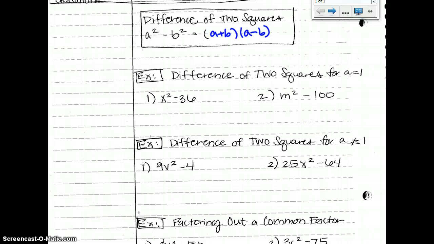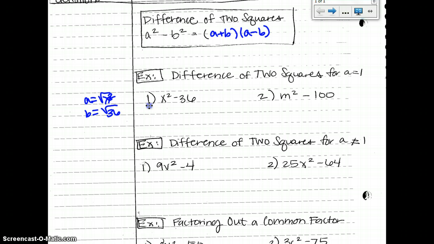Okay, our first example, we need to factor out the difference of two squares when our a equals 1. Notice there's an imaginary 1 in front of this x squared. Okay, so for the first example, our a equals the square root of x squared. Sorry, that should be a squared. And our b equals the square root of 36.